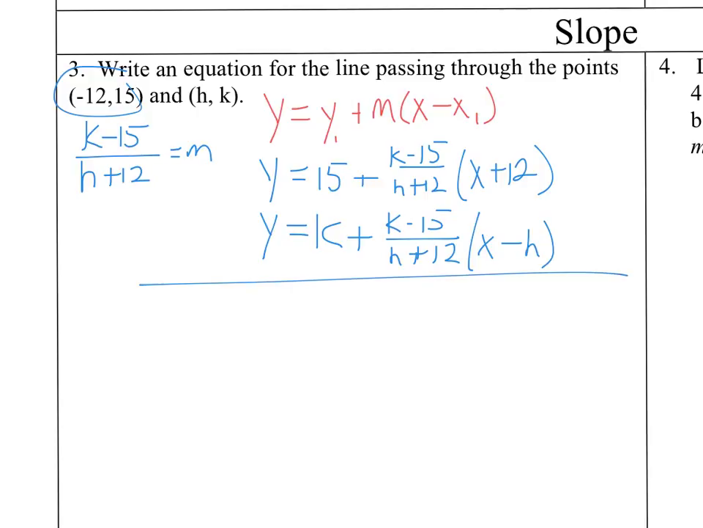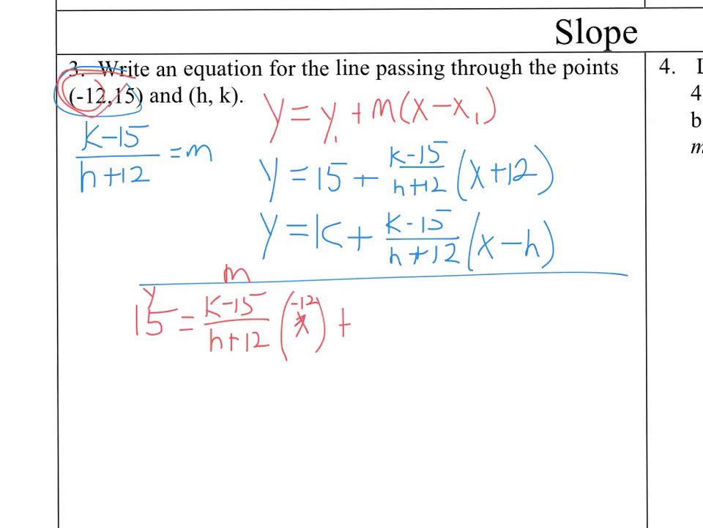Okay. A second way for us to do this is using y equals mx plus b. Often we don't like that, especially dealing with things like that, but we can work with that a little bit here. We already got our m, and I could use the point 15 and negative 12 to get something like 15, that's my y, equals slope k minus 15 over h plus 12, and then I need my x, well, it's x, and then plus b. Oh, we have a number for x, right? Negative 12.